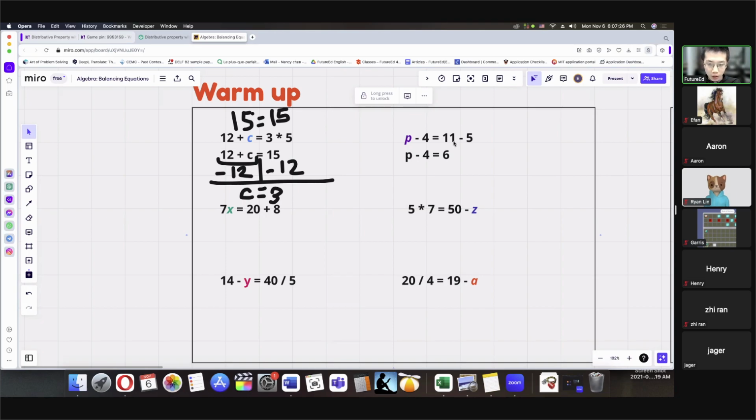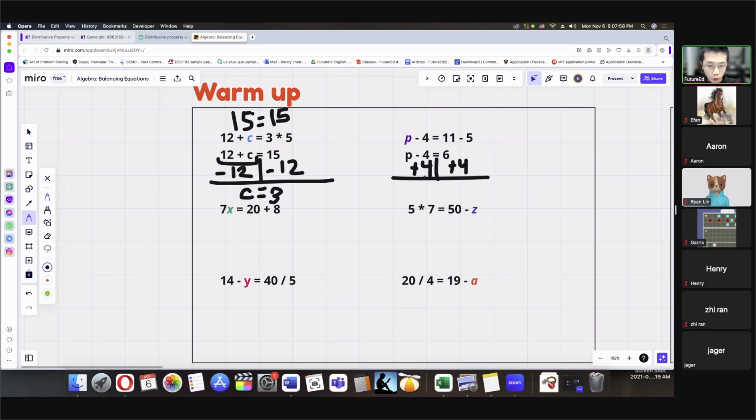11, so when we do math, we want to be specific about our operations, okay? If you see a subtraction sign, you say 11 minus 5. So we have 11 minus 5, you got that correct, it is 6. But then when you have a 4 and a 6, you try and add a 4 on both sides so that the P on the left side is isolated, or there's nothing left other than a P, okay? So we add 4 on the left side, and we add 4 on the right side.